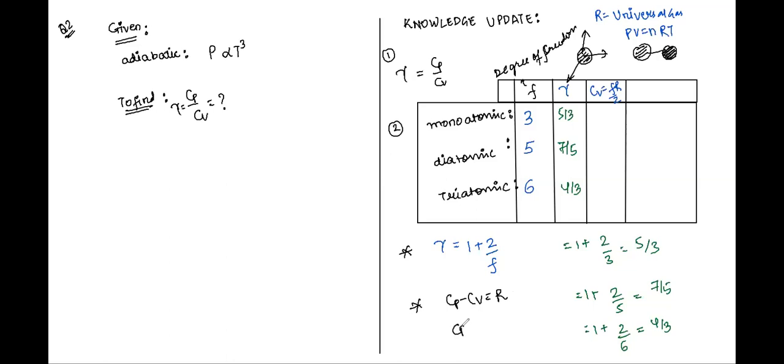Okay, so now how will we write CP? CP will be equal to R plus CV, from this formula. So now let us take Atul for all of these values of CV. Yes, Atul, get going. Values of CV for mono, di and tri.